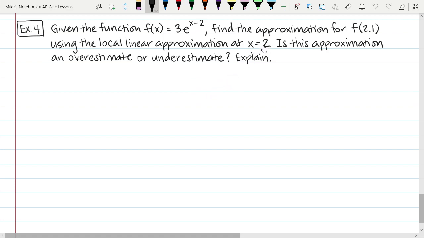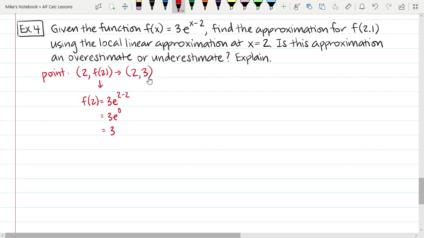Well, at x equals 2, let me change colors here. So our point, we need to know 2 comma f of 2. But to find f of 2, we actually have the equation of the function this time. So f of 2 is going to be 3 times e to the 2 minus 2. Well, that's 3e to the 0, which is 3 times 1, which is just 3. So our point is actually at 2 comma 3.